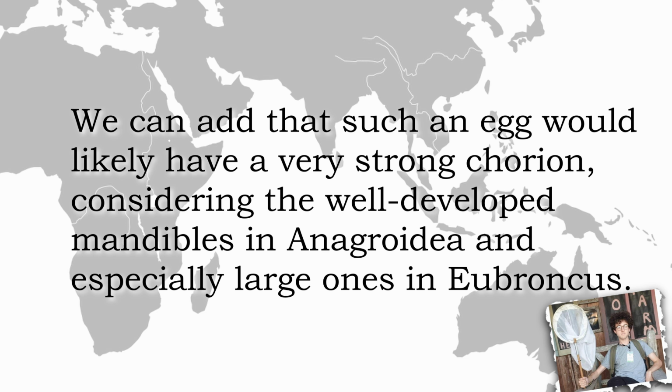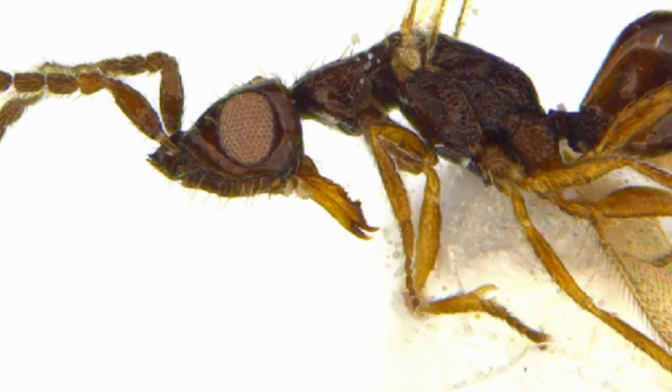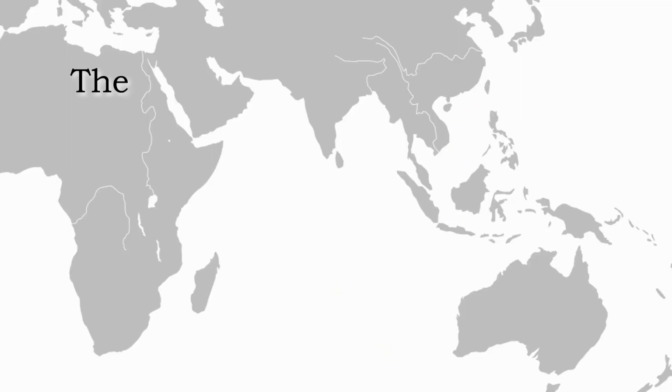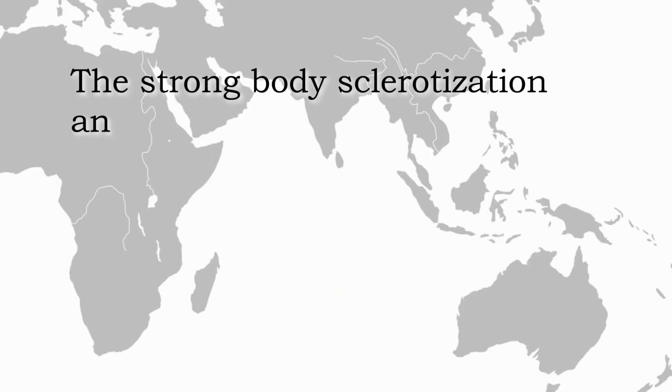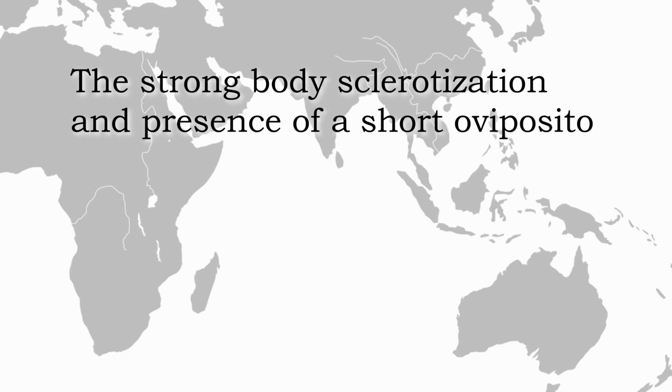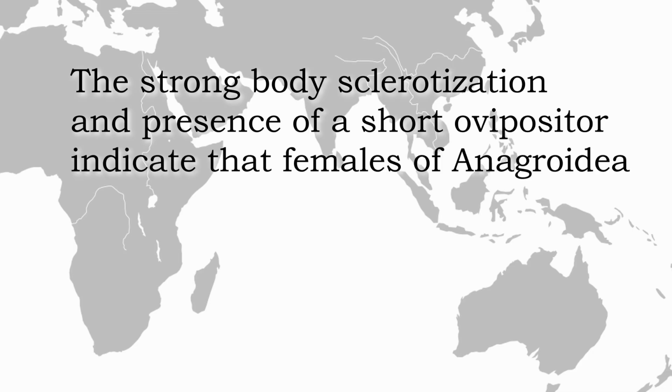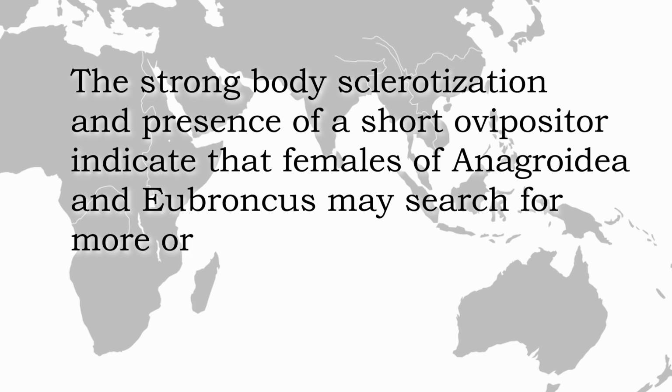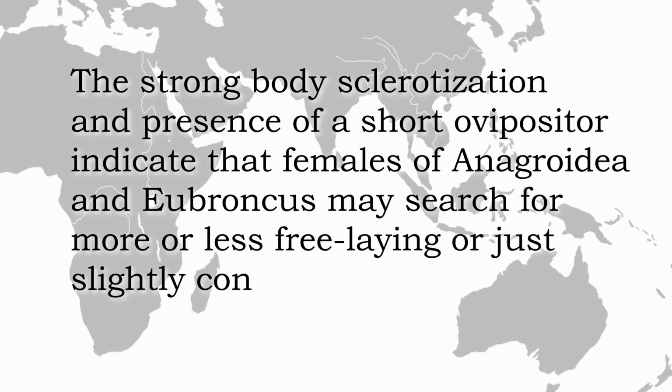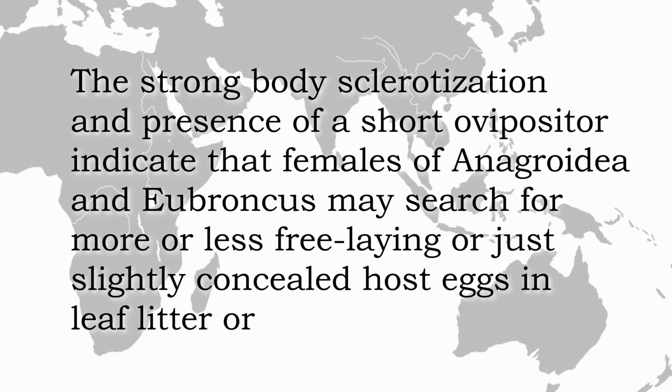There are cases of other Mymarids parasitizing the wrong egg, growing into adults, and then becoming trapped inside the very egg which allowed them to grow because the chorion is too tough for them to break out of. Not so if you're an Anagroidea, you're a Eubroncus. You can chew your way out of that tough eggshell with your enlarged mandibles. To continue, quote, "The strong body sclerotization and presence of a short ovipositor indicate that females of Anagroidea and Eubroncus may search for more or less free-laying or just slightly concealed host eggs in leaf litter or upper soil."